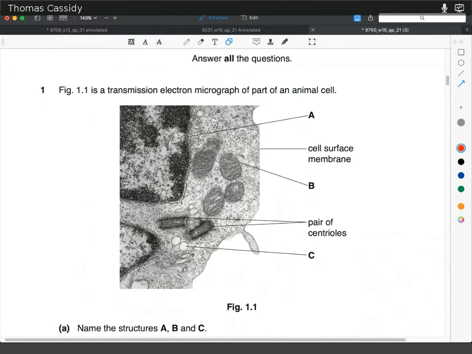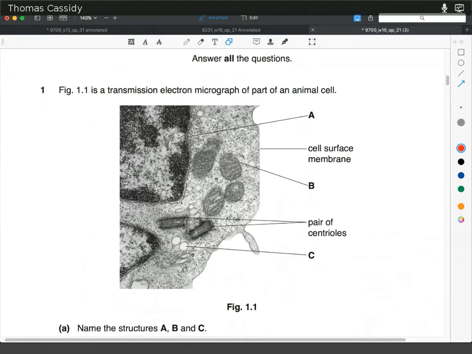Okay, with what they're pointing at here, it's a little bit grainy, isn't it? And it's especially difficult because they haven't really given us the whole cell. We're just seeing this tiny slice of it, so it's hard to tell what part of it we're looking at, what kind of cell this is. All we're told is it's part of an animal cell.